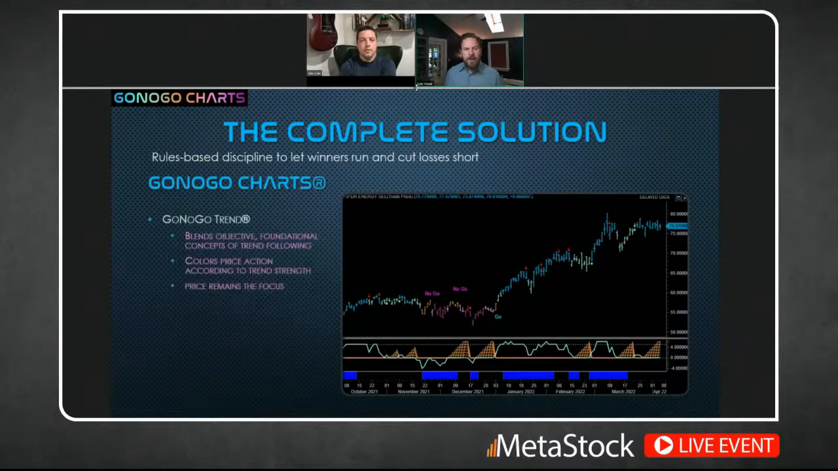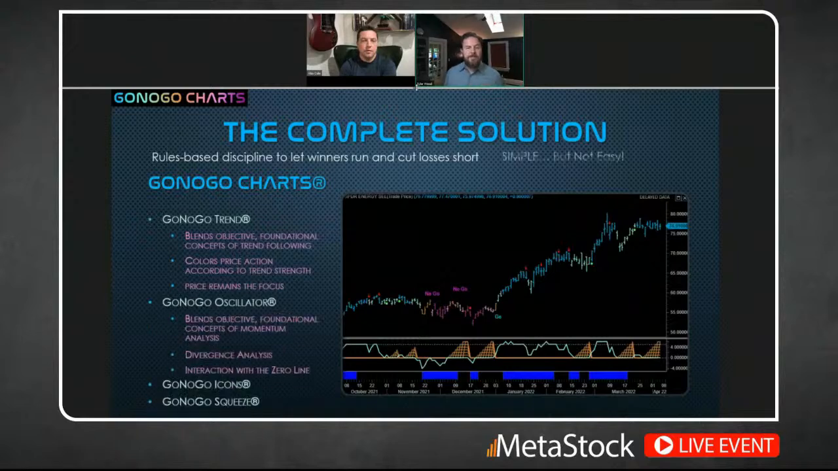So we've already talked about the GoNoGo trend that blends those objective foundational concepts of technical analysis, all of the information, all of the signal, none of the noise, coloring those bars to keep things simple. We're going to talk about some really unique data visualization tools that are built into this just to keep things even easier and catch your attention. We're going to talk about the GoNoGo oscillator. So this bottom panel is where we're going to spend the next few minutes. We're going to talk about the concept of momentum, volume, and volatility. We'll talk about those icons and the GoNoGo squeeze.